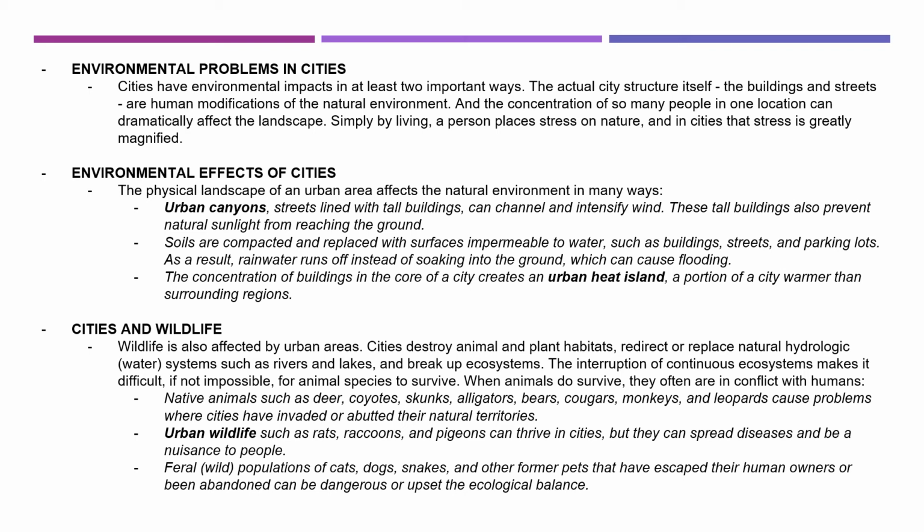So wildlife is also affected by urban areas. Cities destroy animal and plant habitats, redirect or replace natural hydraulic systems such as rivers and lakes, and break up ecosystems. The interruption of continuous ecosystems makes it difficult, if not impossible, for animal species to survive. When animals do survive, they often are in conflict with humans. Native animals such as deer, coyotes, skunks, alligators, bears, cougars, monkeys, and leopards cause problems where cities have invaded or abused their natural territories. Urban wildlife such as rats, raccoons, and pigeons can thrive in cities, but they can spread diseases and be a nuisance to people.